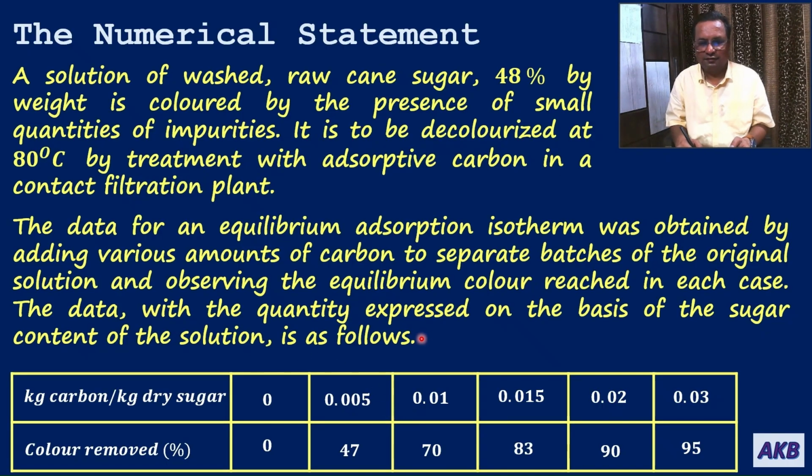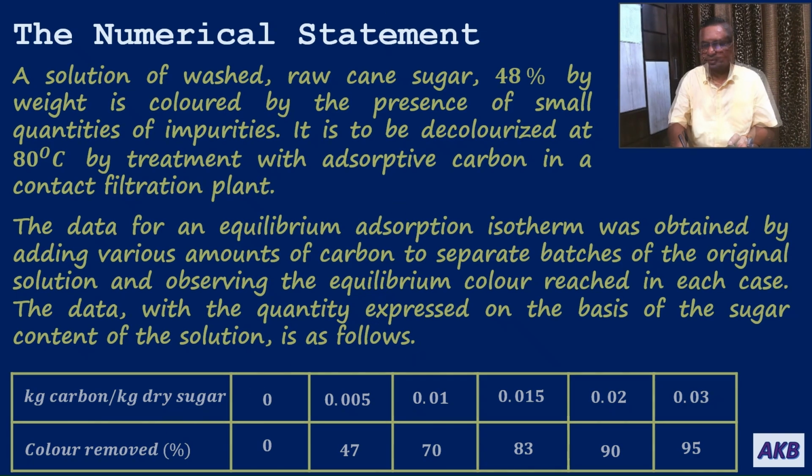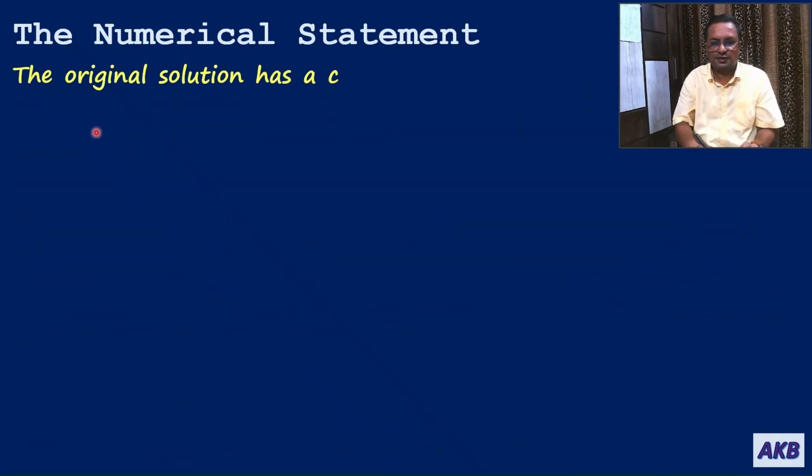The other thing that they have mentioned in this case is that the quantity is expressed on the basis of the sugar content of the solution. So the solution contains sugar and water, 48% sugar in water. Here these quantities are expressed on the basis of kg of sugar present in the solution, and we have to consider this while solving the numerical. You will shortly know how we are going to use this information. Let us move ahead.